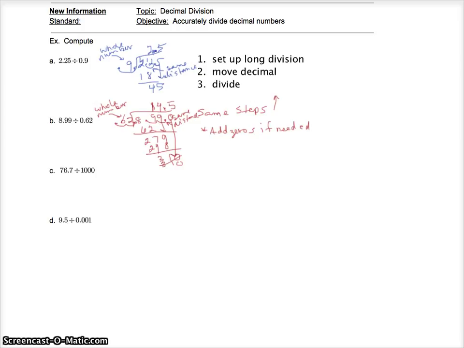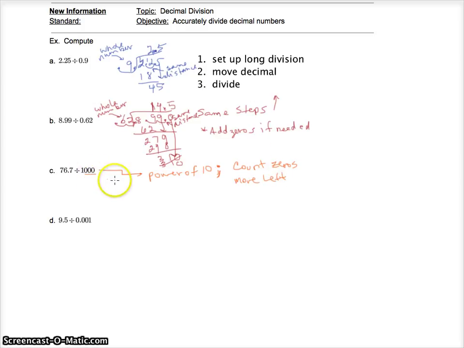76.7 divided by 1,000, excuse me. 1,000 is again a power of 10. So when we were multiplying by a power of 10, we counted the decimal and we moved it right. But since we're dividing by a power of 10, we're going to have to move it the other direction. So we're going to count our zeros, excuse me, and move left.